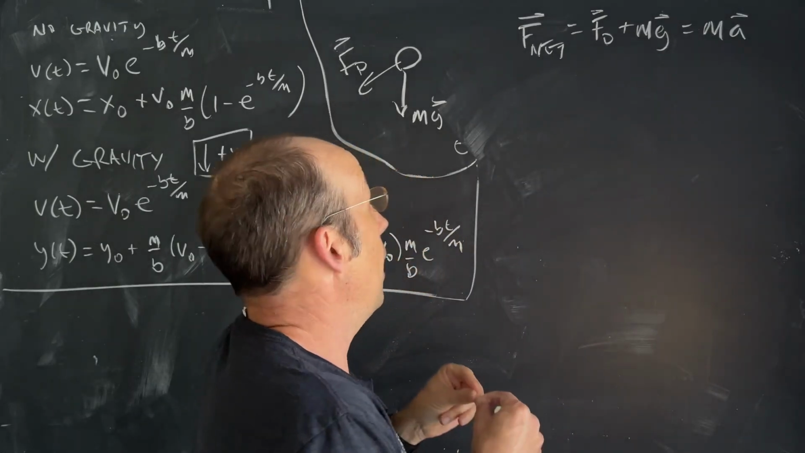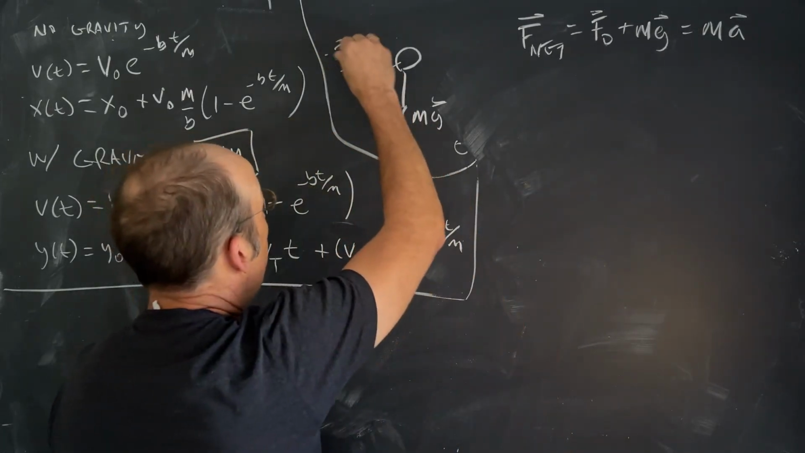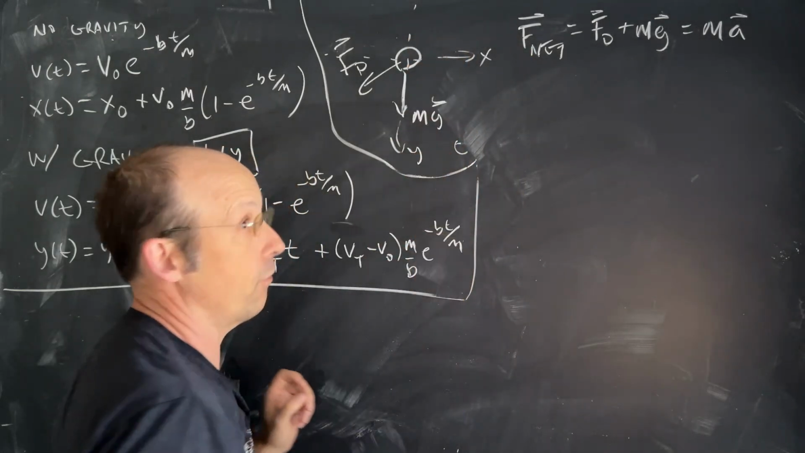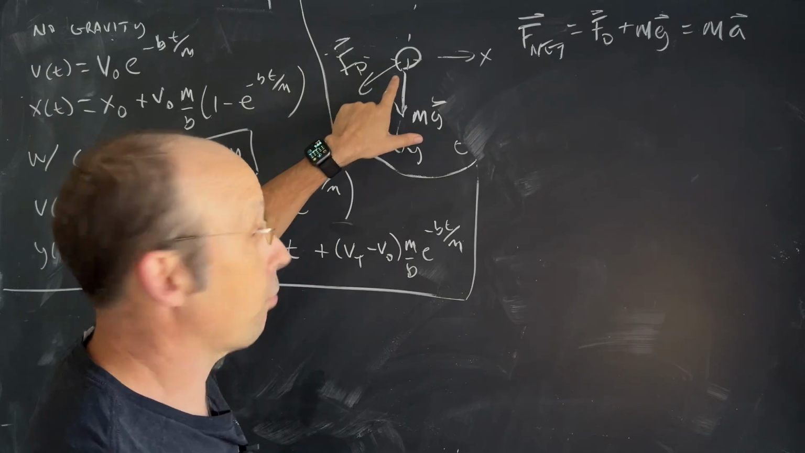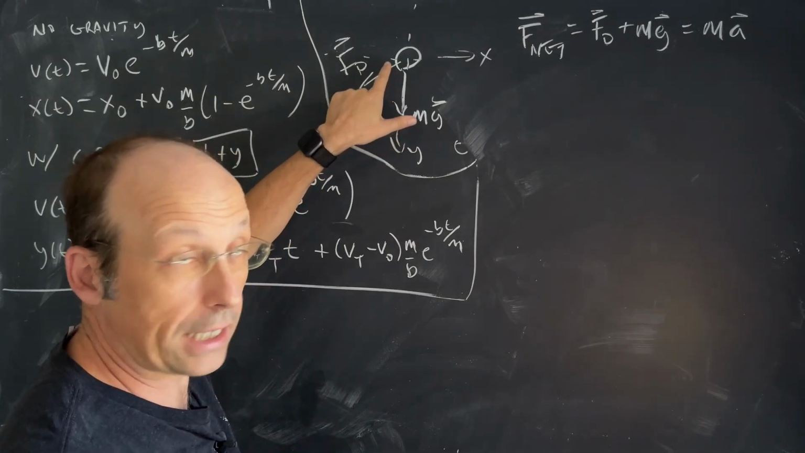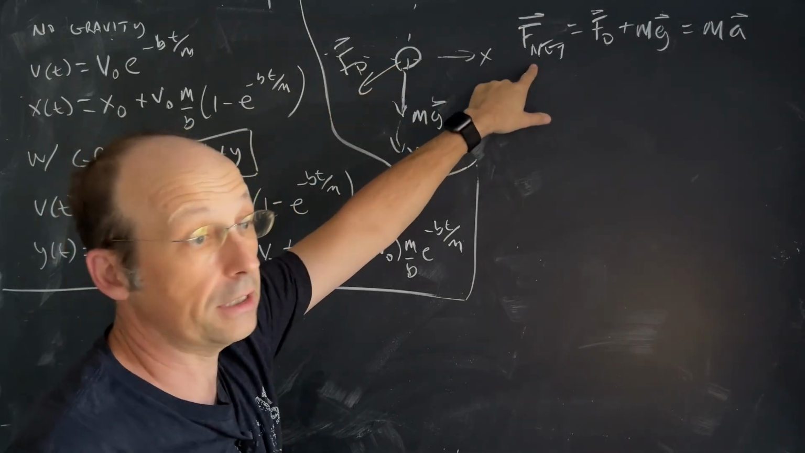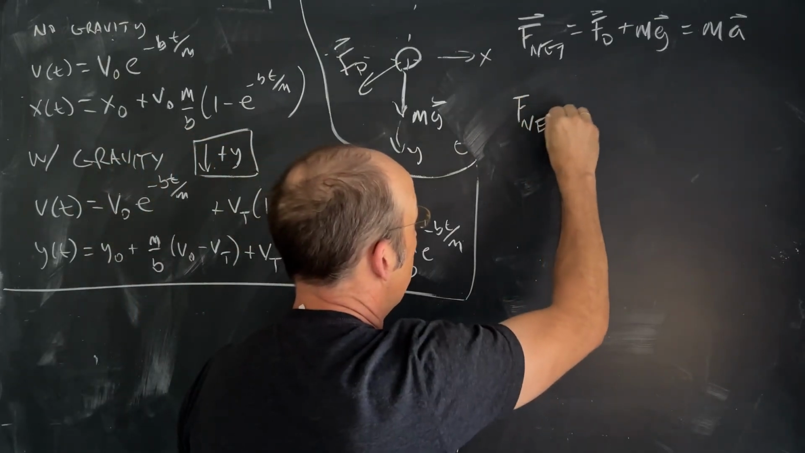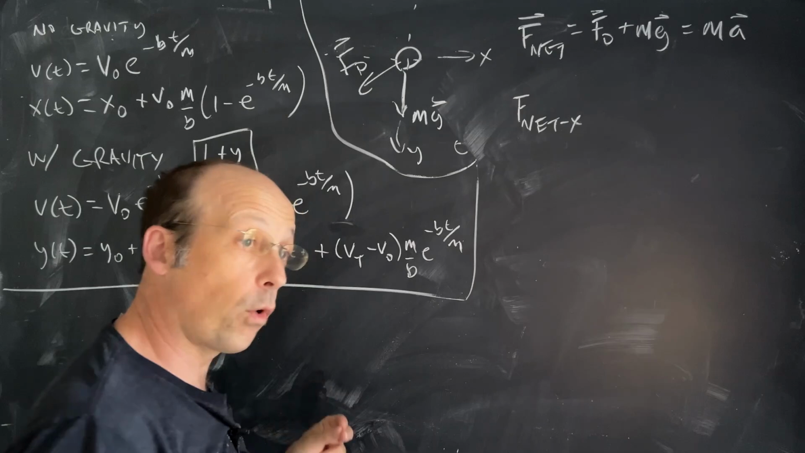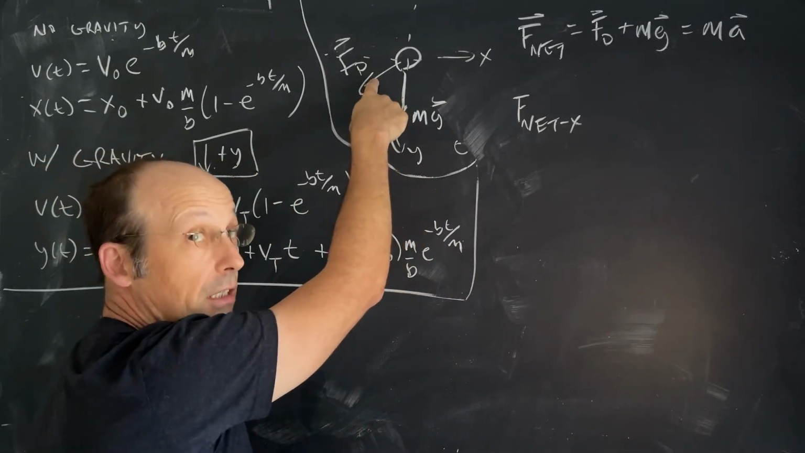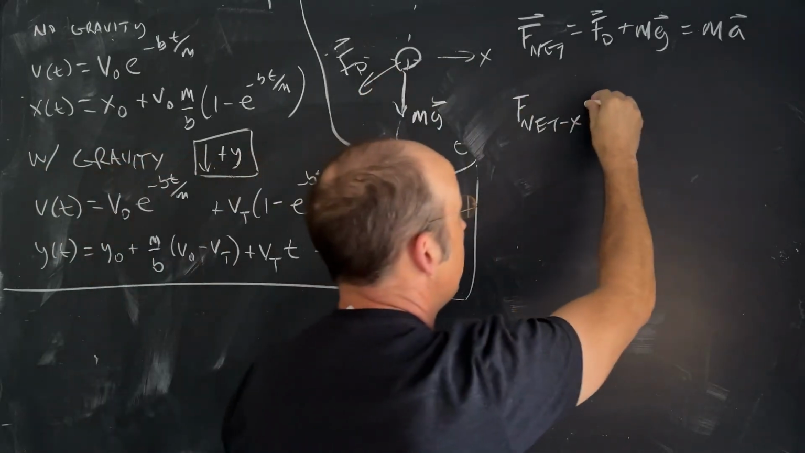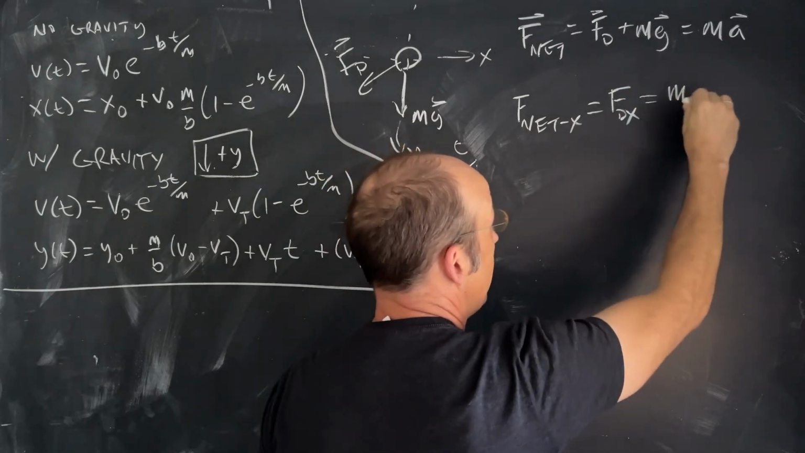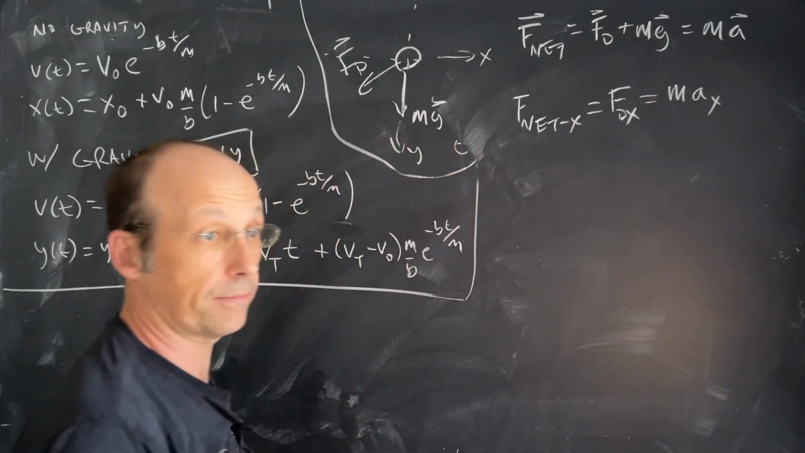Now, let's look right over here. If we call this the x direction and that the positive y direction, then I can break this into x and y components. So let's write Newton's second law twice. I'm going to write it for the x direction. This says F net x is going to be, well, what forces are acting in the x direction? It's just a component of the drag force. So this is equal to Fd x, the x component of the drag force, and that's mass times acceleration in the x direction.